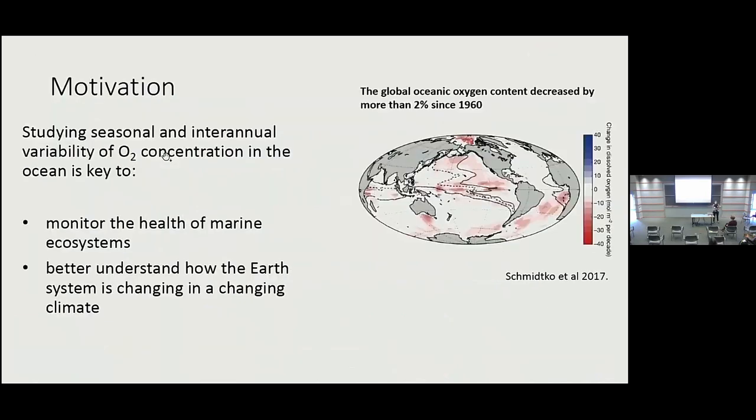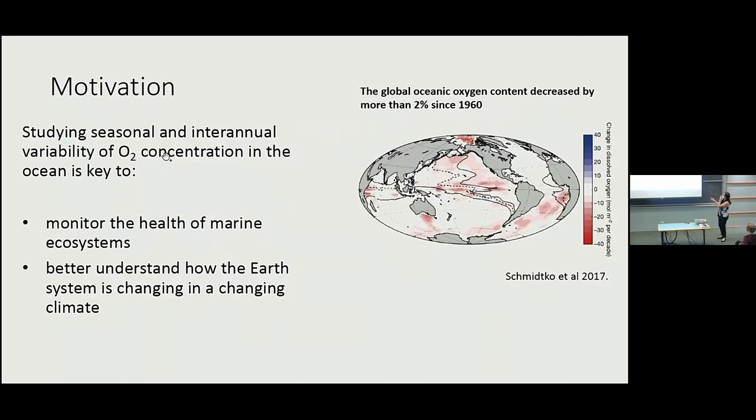So why do we want to study oxygen in the ocean? It is key to study the variability of oxygen in the ocean on different time scales to monitor the health of the marine ecosystem. It also helps us better understand how the Earth system is changing in a changing climate. What has been observed and what models also show is that oxygen is decreasing. It has been decreasing in the past several decades, and it will continue decreasing.